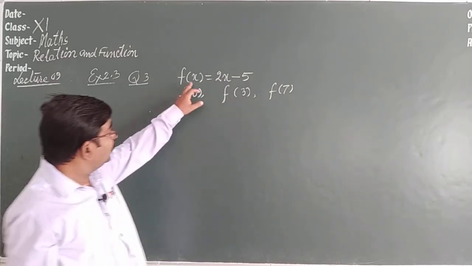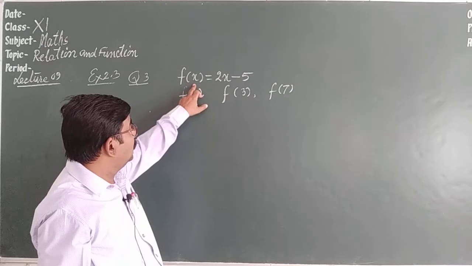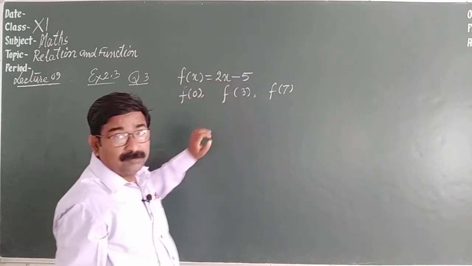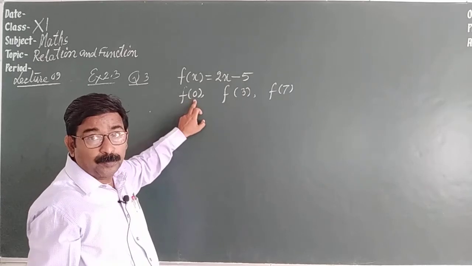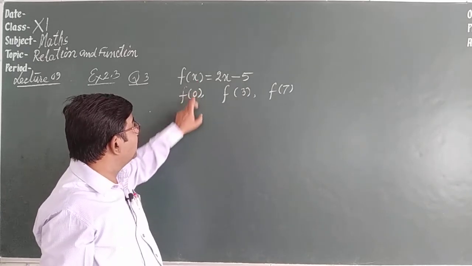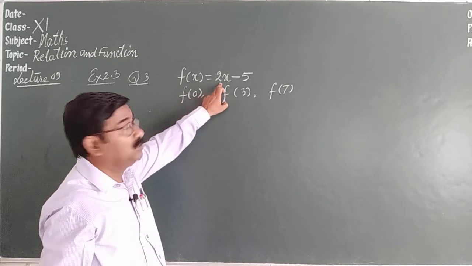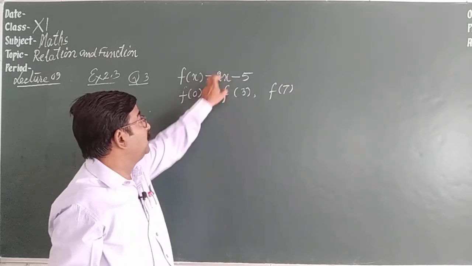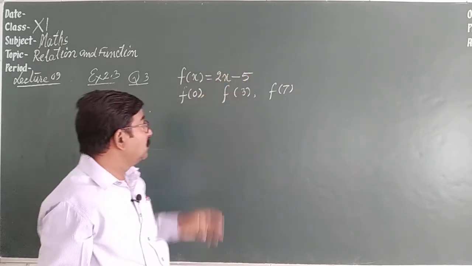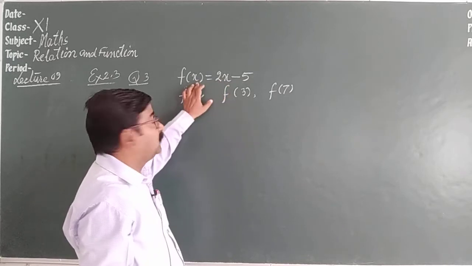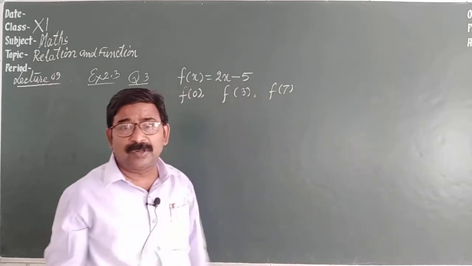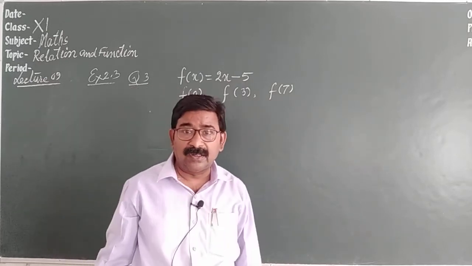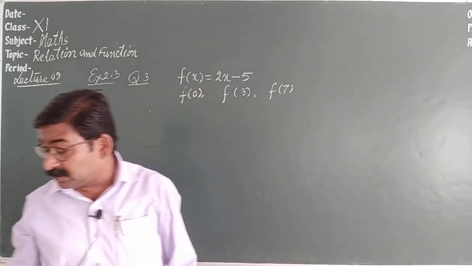So we have f(x) equal to 2x minus 5. To find f(0), in place of x what do we have to put? 0. If you put 0, it becomes 0 minus 5, which is the answer. If you put x is equal to 3, that is f(3). If you put x is equal to 7, that is f(7). This is how you can find the answer. Got it? So you have to write the answer to this question.